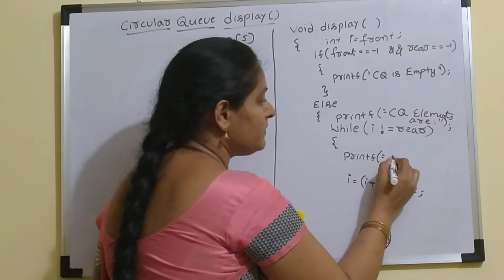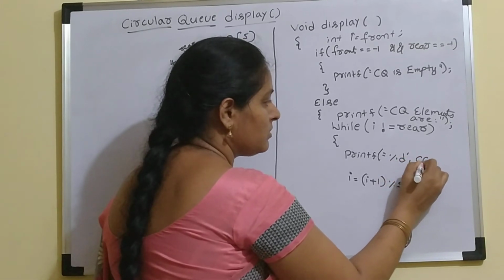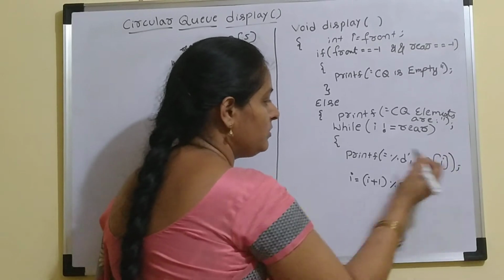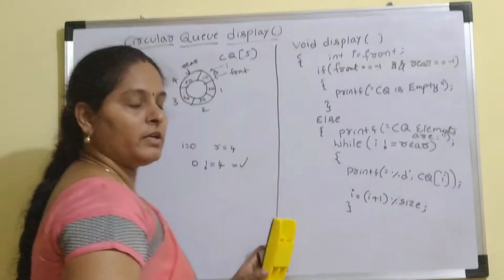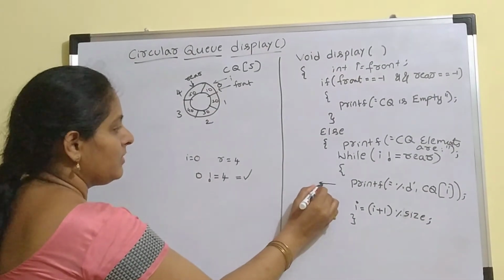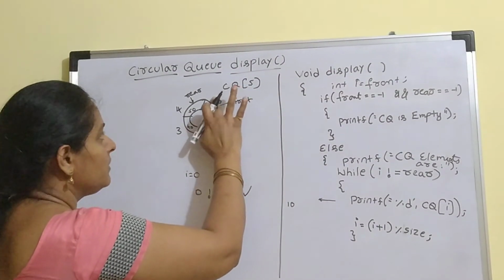Okay, inside the for loop, print the value CQ of I. Print the value, then move the I pointer to the next position. Okay, now in this case 10 will be printed. Then the I pointer moves to the next position.